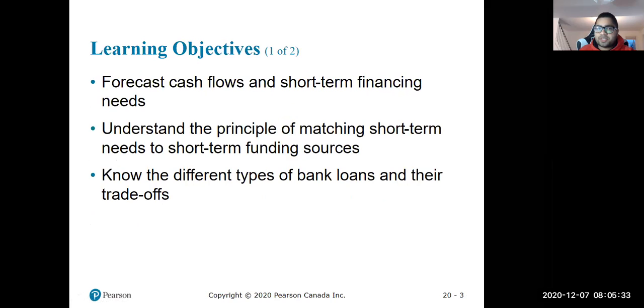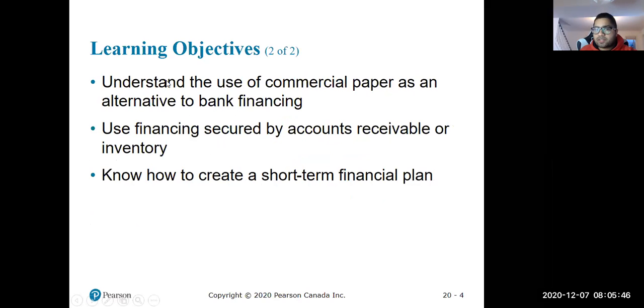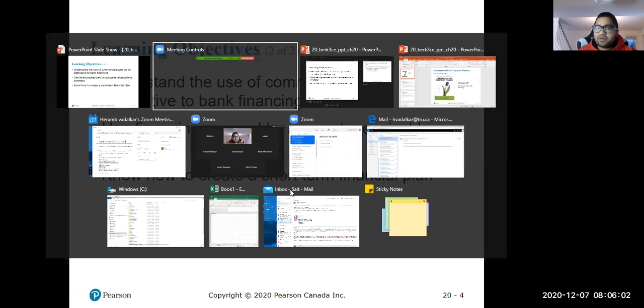So learning objectives for this chapter: forecast cash flows and short-term financial needs, understand the principle of matching short-term needs to short-term funding sources, know the different types of bank loans and their trade-offs, understand the use of commercial paper as an alternative to bank financing, use financing secured by accounts receivable or inventories, and know how to create a short-term financial plan. So before we start, I'll just give you a background on what this chapter is all about.